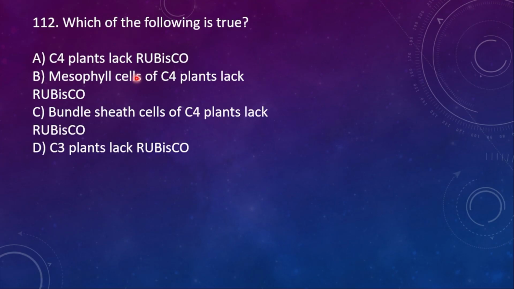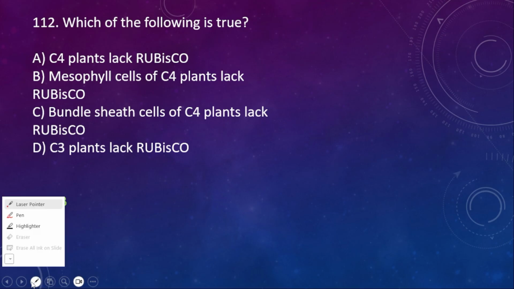112. Which of the following is true? Option A. C4 plants lack Rubisco. B. Mesophyll cells of C4 plants lack Rubisco. C. Bundle sheath cells of C4 plants lack Rubisco. D. C3 plants lack Rubisco. Which of the following is true? Here the right option is option B. Mesophyll cells of C4 plants lack what?